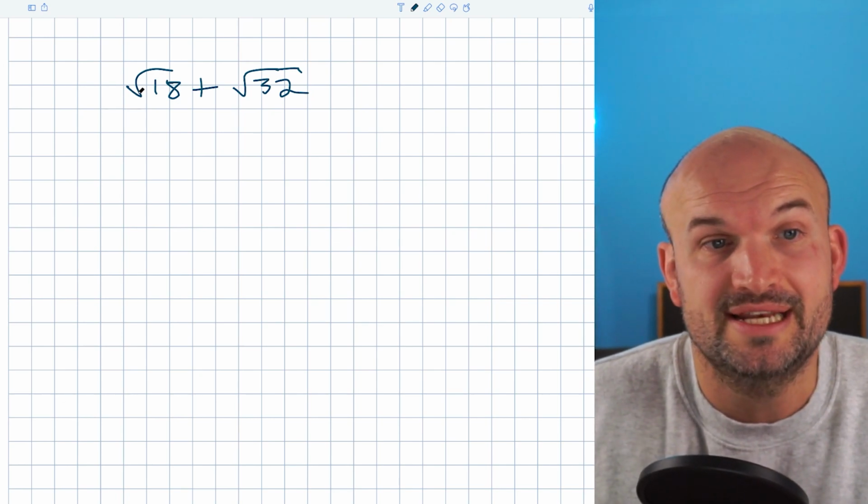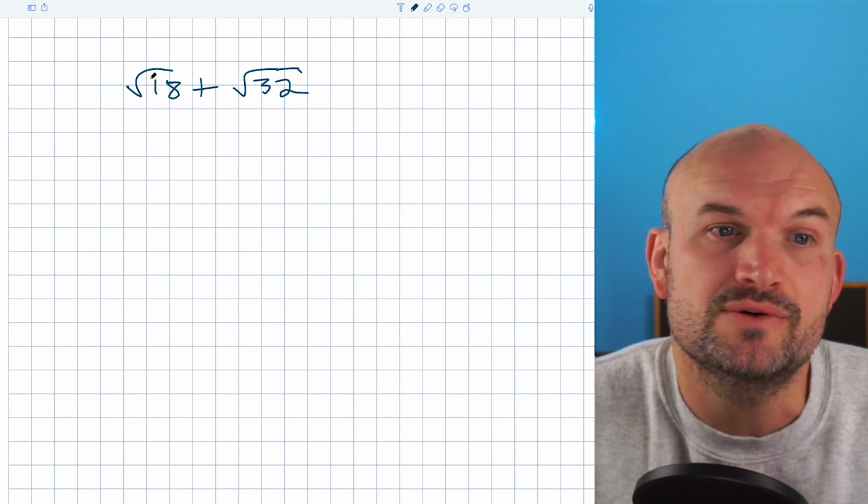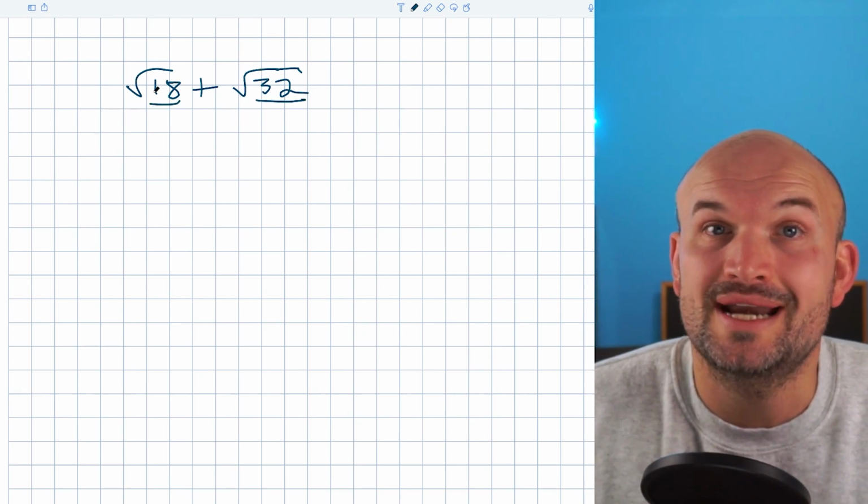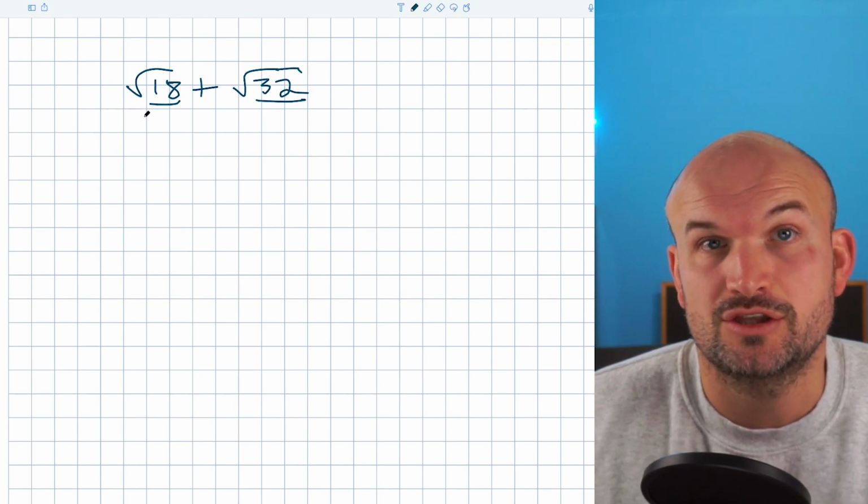Now, the cool thing is the index is the same, right? These are both square roots. Even though a 2 is not written in there, we both have a 2 there. Now, the cool thing is the radicands are not the same. So what I'm going to want to do is look into simplifying them.